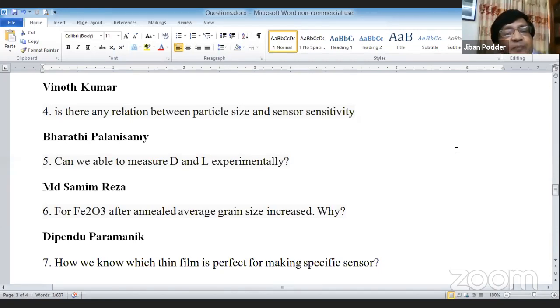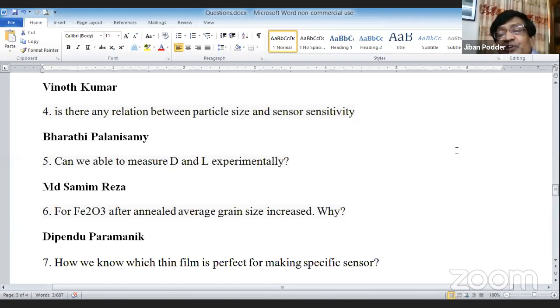Is there any relation between particle size and sensor sensitivity? Definitely, it depends on particle size. If you have bulk size and the grain size is bigger, then you have more resistance. But you need porosity. Porosity comes within the grain size and the intergranular surfaces. If you can make porous structures, fiber structures, holes or voids in the intergranular surfaces, that will help to absorb gas molecules or humidity or anything. So for that purpose we need porous structures.